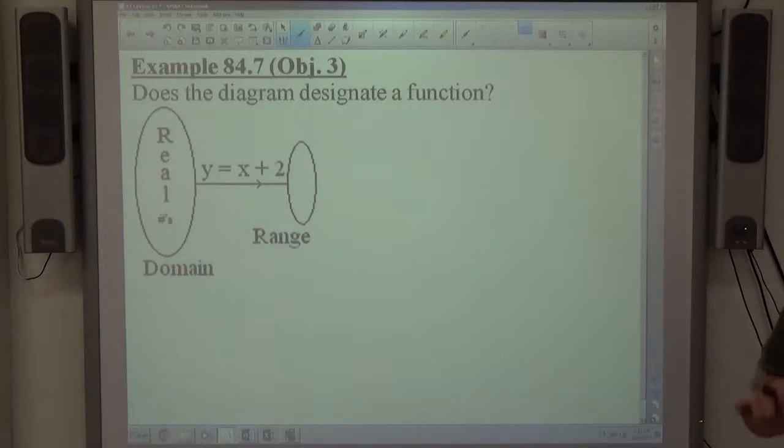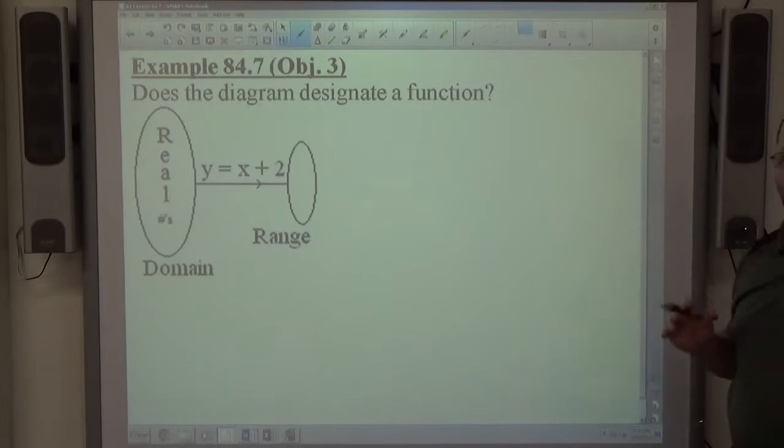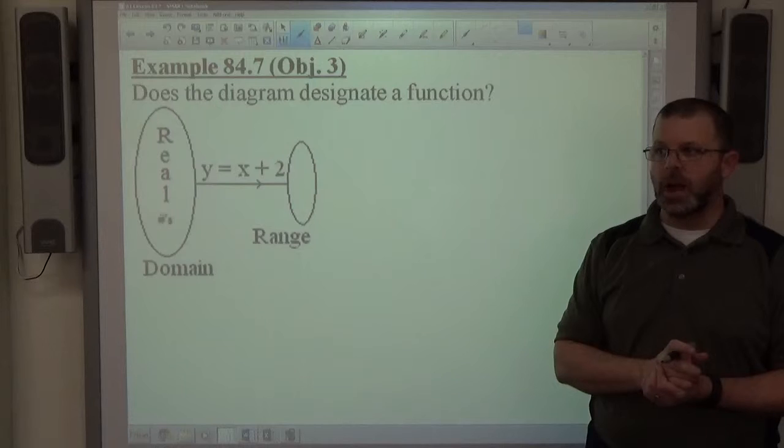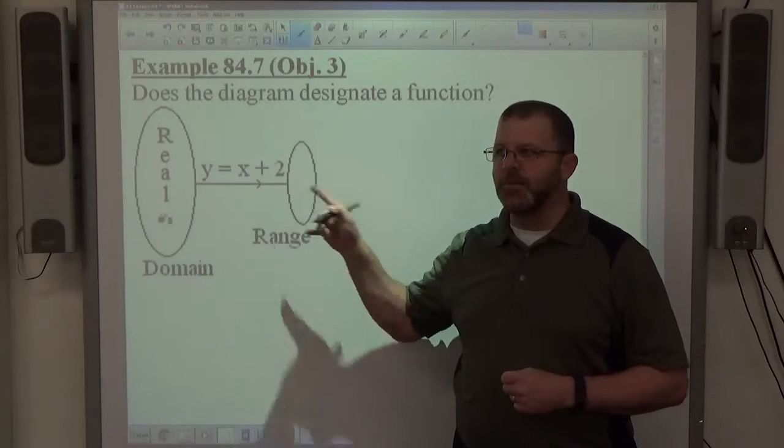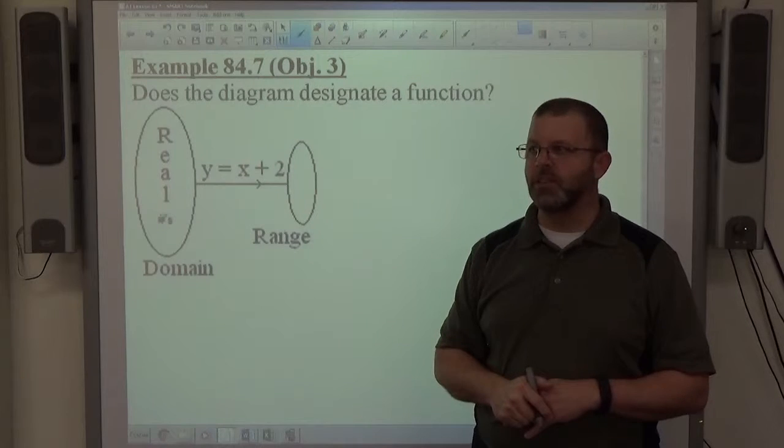Okay, example 7 is a little bit trickier because there are infinitely many real numbers. When you get an infinite domain, every single number in the domain has to lead to exactly one range value. So what we have to do, first of all, the relation test is this: find something that doesn't work. That's a lot easier than finding something that does work.